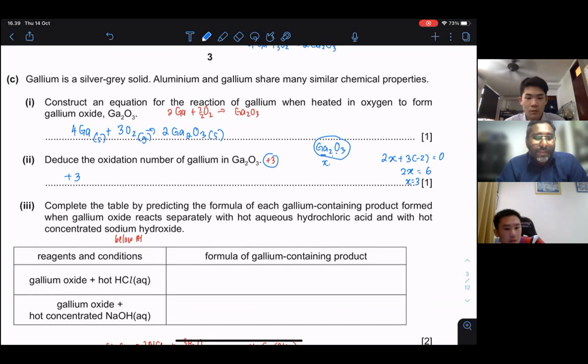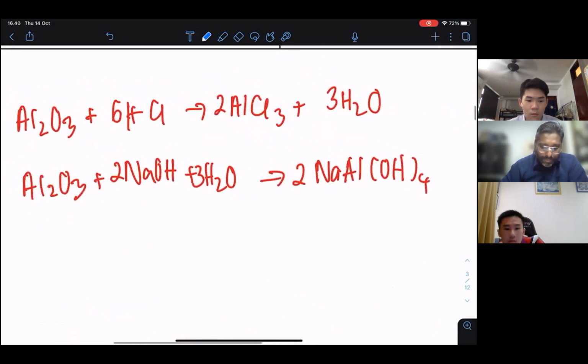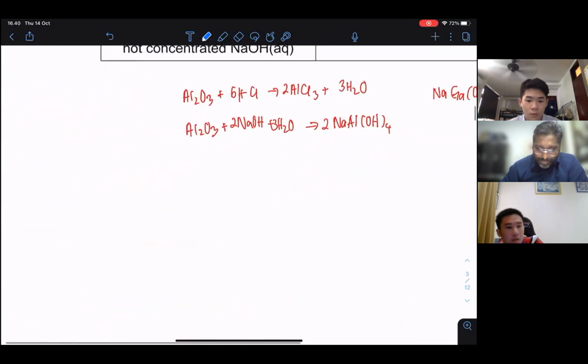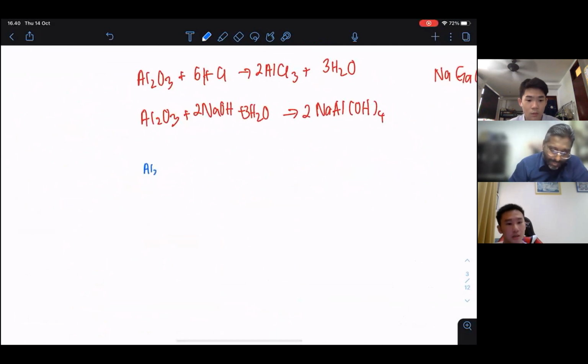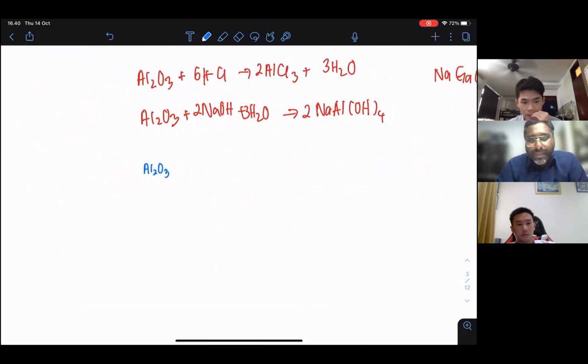So this is +3. Now complete the table by predicting the formula of each gallium containing product. Here they react gallium oxide with hot HCl, and then they react with hot concentrated sodium hydroxide. Maybe this looks a bit difficult, but if you use aluminium as your example, which is found in your textbook also, then it will not be that difficult. When you use aluminium, the equation should be like this.